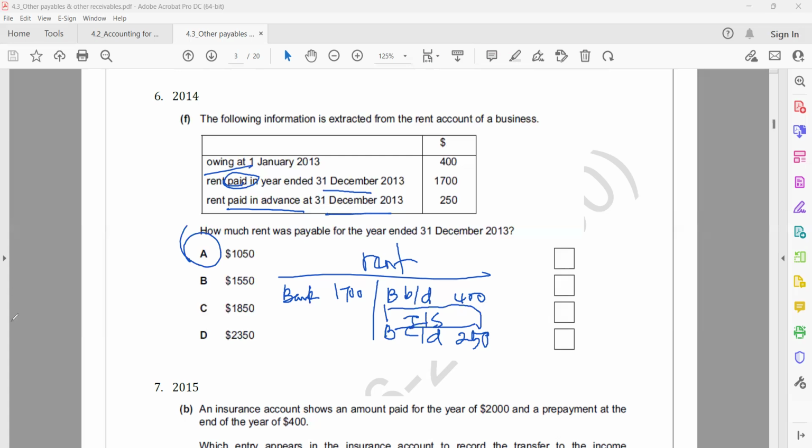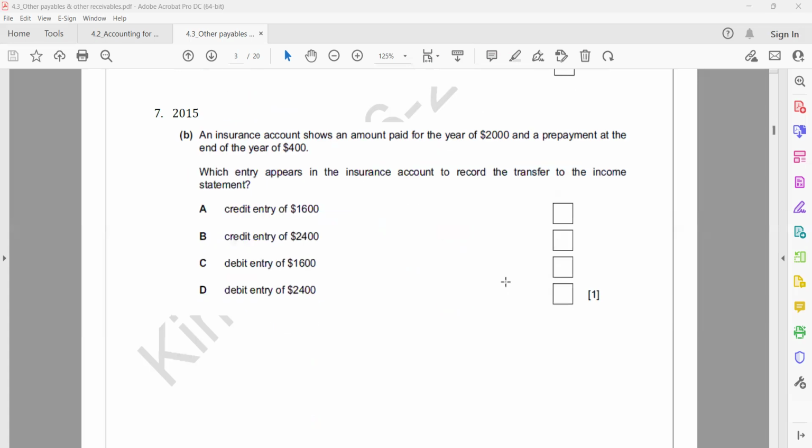Next is 7. An insurance account shows an amount paid. So calculate, please. Open a simple T account for the insurance. Put the debit and credit sides. Amount paid, prepaid, end of the year.